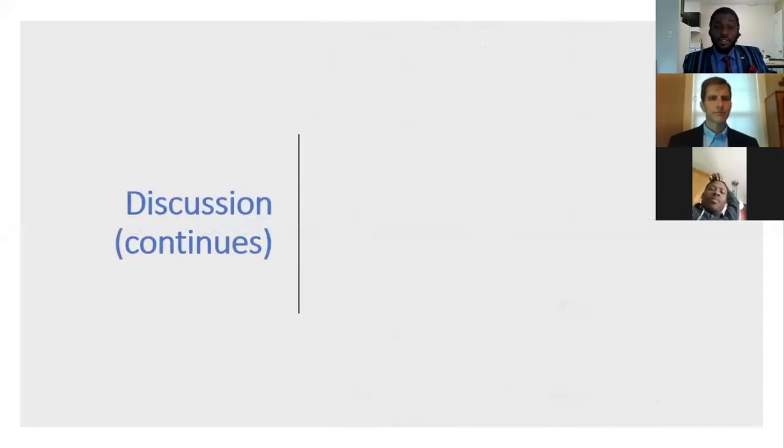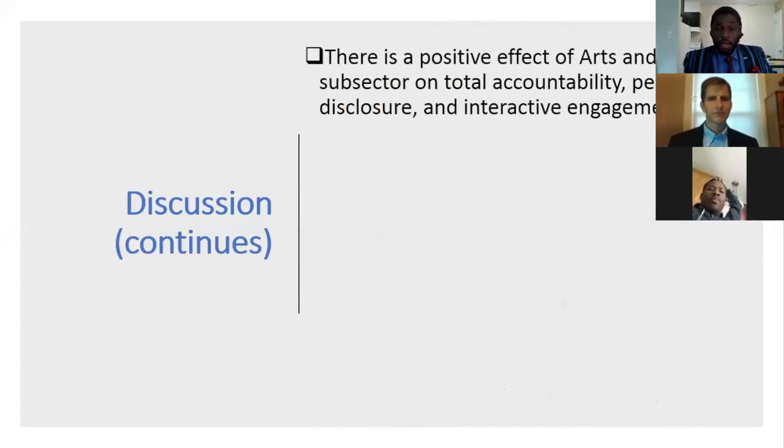Some other interesting findings in this research were that there is a positive effect of the arts and culture subsector on total accountability, performance disclosure, and interactive engagement. What this means is that nonprofit organizations in the arts and culture subsector are more prone to engage in total accountability, performance disclosure, and interactive engagement. In a nutshell, arts and culture organizations are more accountable than nonprofit organizations in the health subsector. Remember that in my dummy variables, the health subsector was the excluded group.